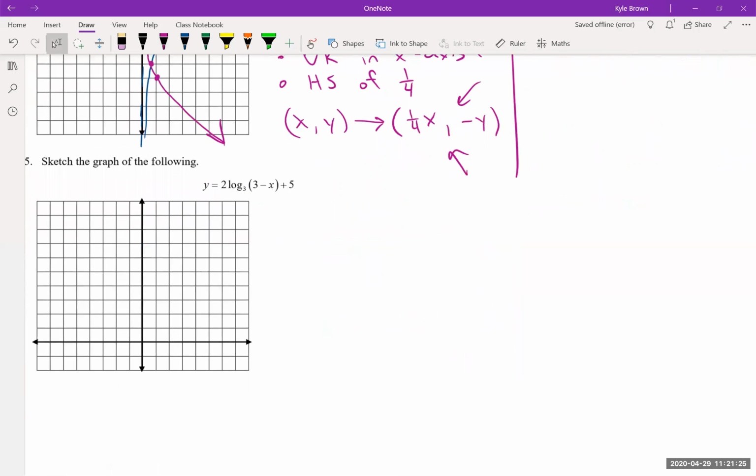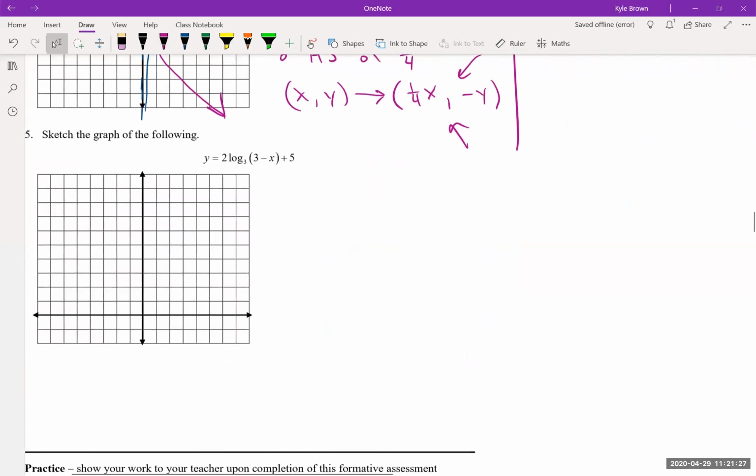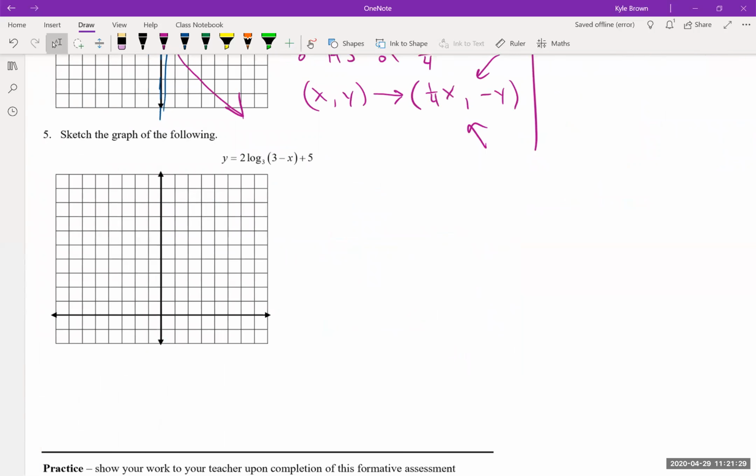All right, let's do it again. Practice makes perfect. All right, so looking at this guy, and again, let's do what we've been doing before. Let's just do our base function. So our base function here, let's graph that, would be y is equal to log base 3 of x. That's just like our starting point.